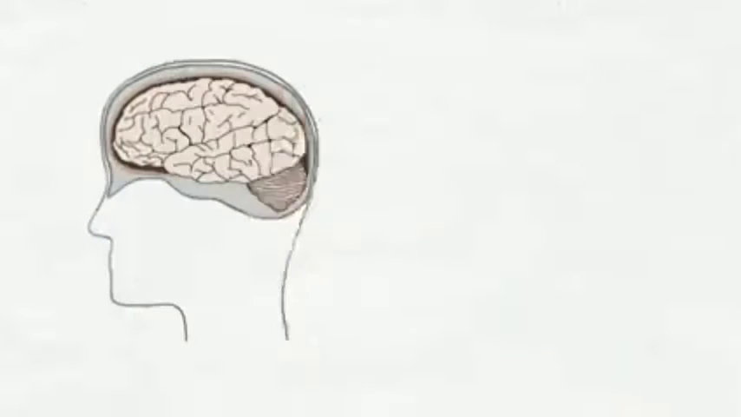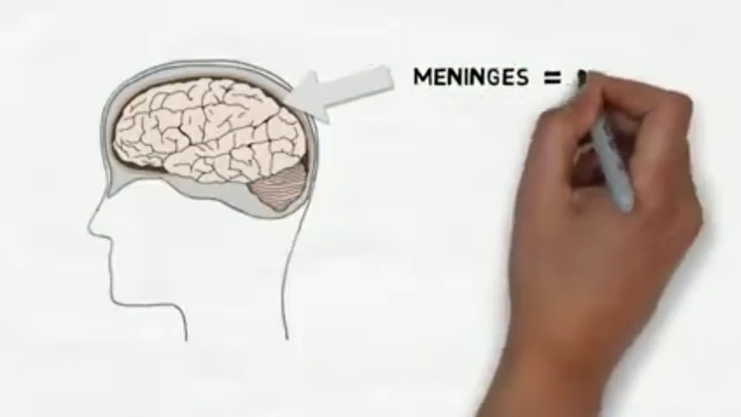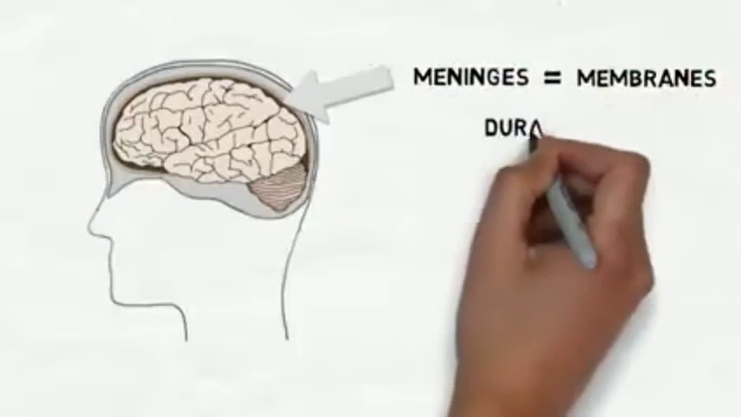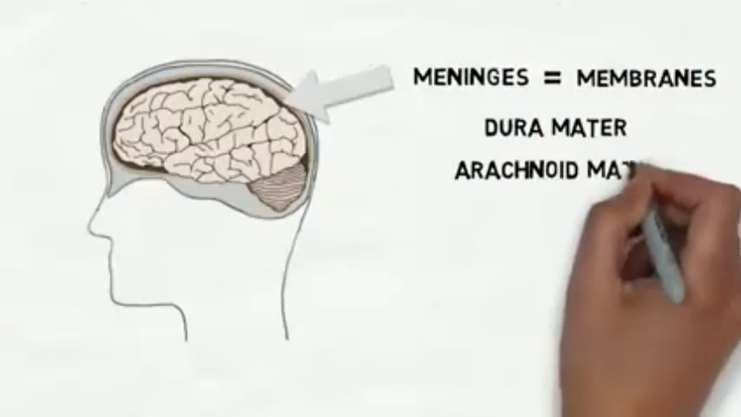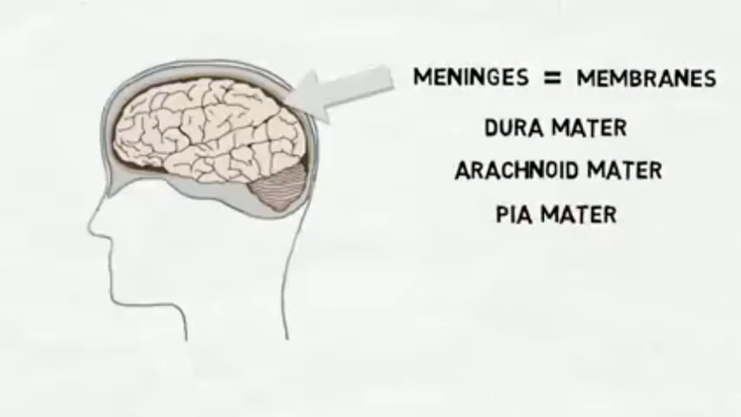The term meninges comes from the Greek word meaning membrane. There are three membranes that surround the brain. They are dura, arachnoid and pia mater. Meninges protect and provide structural support for the brain.